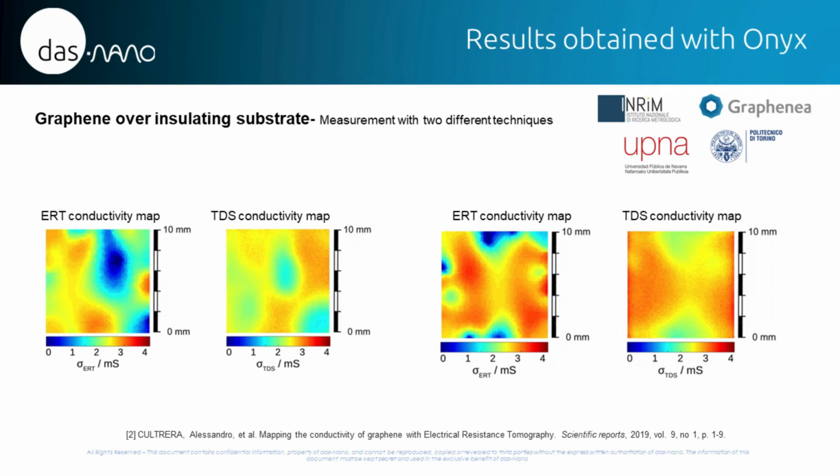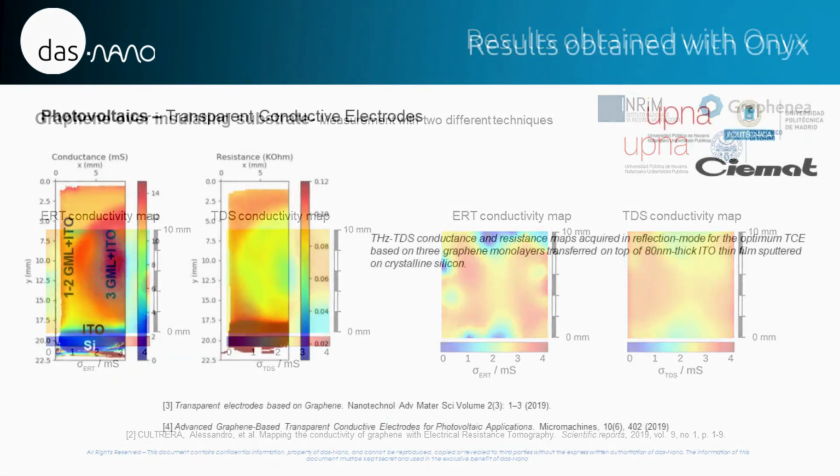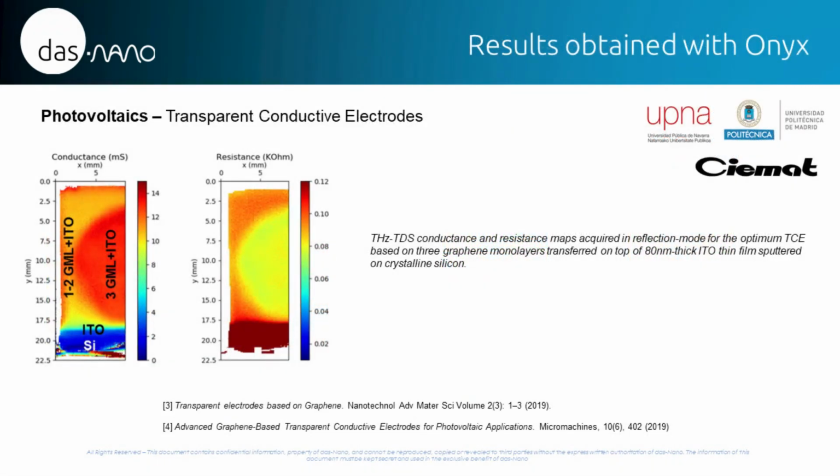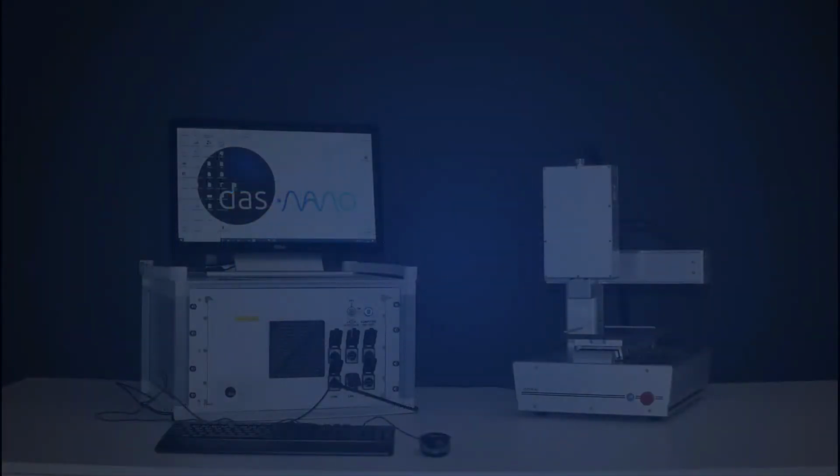When comparing the sheet conductance maps obtained with both methods, a good correlation is observed between them. These results confirm the extraordinary potential of terahertz TDS to characterize the electrical properties of materials. Finally, impressive photovoltaic cells have been recently published thanks to an optimum fabrication process confirmed by the information that ONYX provides.